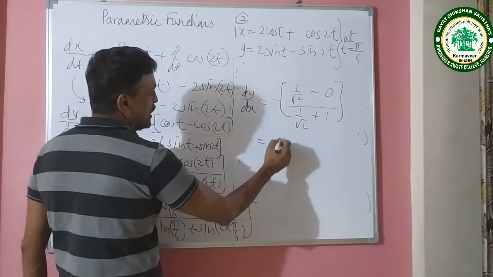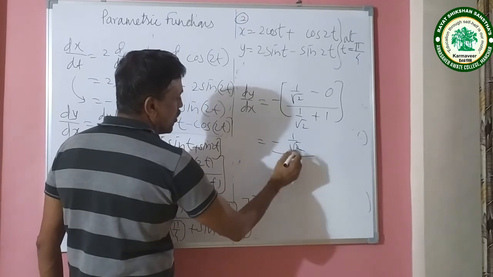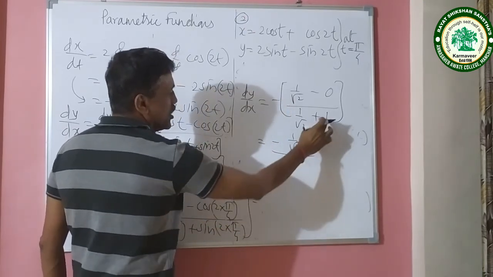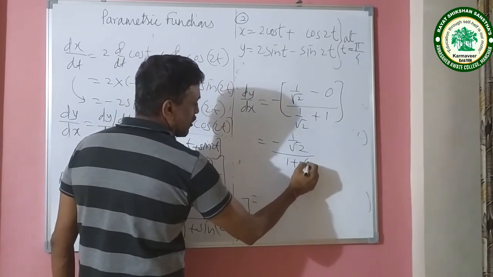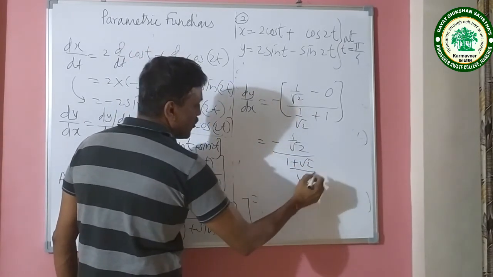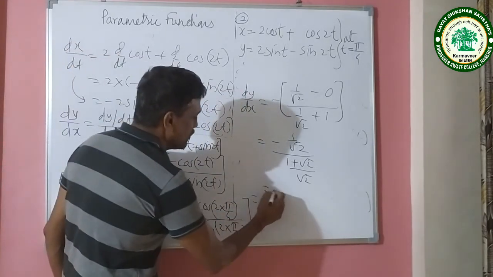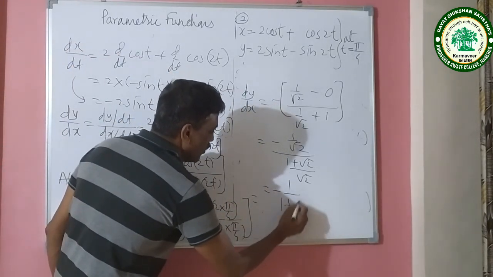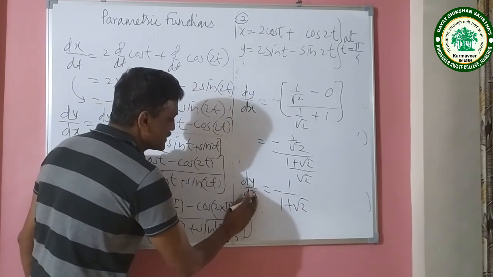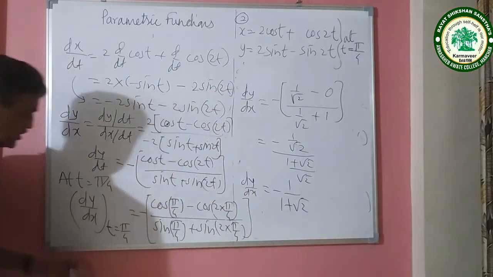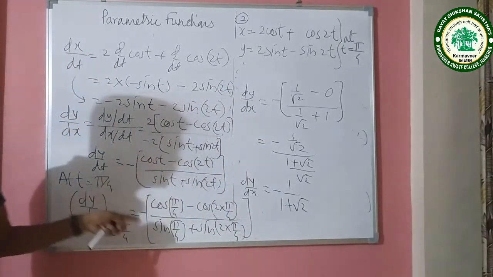So minus 1 upon root 2 upon 1 plus 1 upon root 2, that is 1 plus root 2 upon root 2. Root 2 will get cancelled. What remains? Minus 1 upon 1 plus root 2. So this is the derivative of y with respect to x when t is equal to pi by 4. So this is the final answer. So this is the derivative of parametric function.